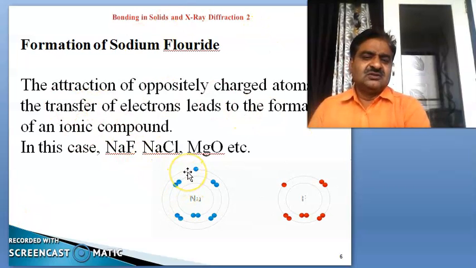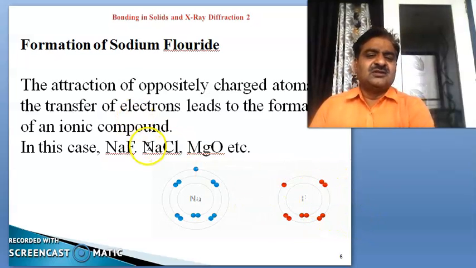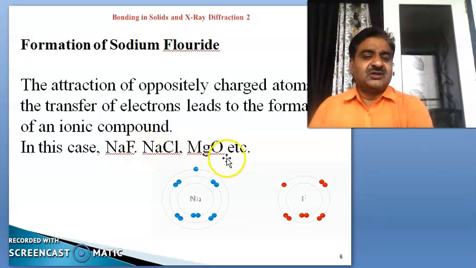One electron is transferred from sodium to fluorine. Similarly, sodium to chlorine, magnesium to oxygen, and so on. Because of the transfer of electrons from metal to non-metal, we obtain compounds such as sodium chloride, magnesium oxide, etc. And the bond formed between their atoms or ions is nothing but the ionic bond.